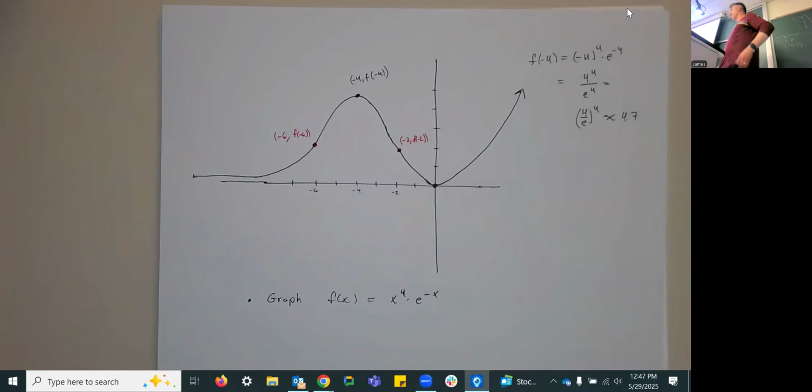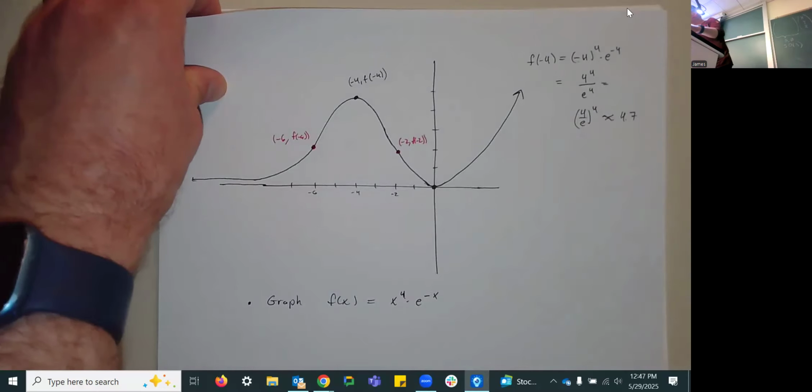All right, I think that's enough graph. Let's go ahead and talk about L'Hopital's rule, which you might have heard of before.